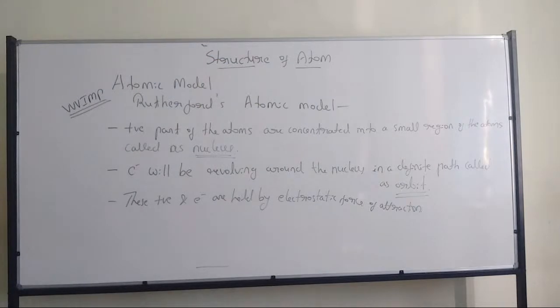Fine? So this is related to Rutherford's atomic model, which is that the positive part of the atom is concentrated into a small region of the atom called the nucleus. Next one, electrons. You can mention in words or write the symbol. Electrons will be revolving around the nucleus in a definite path called an orbit. And the last one is that the positive charge and electrons are held by electrostatic force of attraction. So these are the 3 points you should write for Rutherford's atomic model.